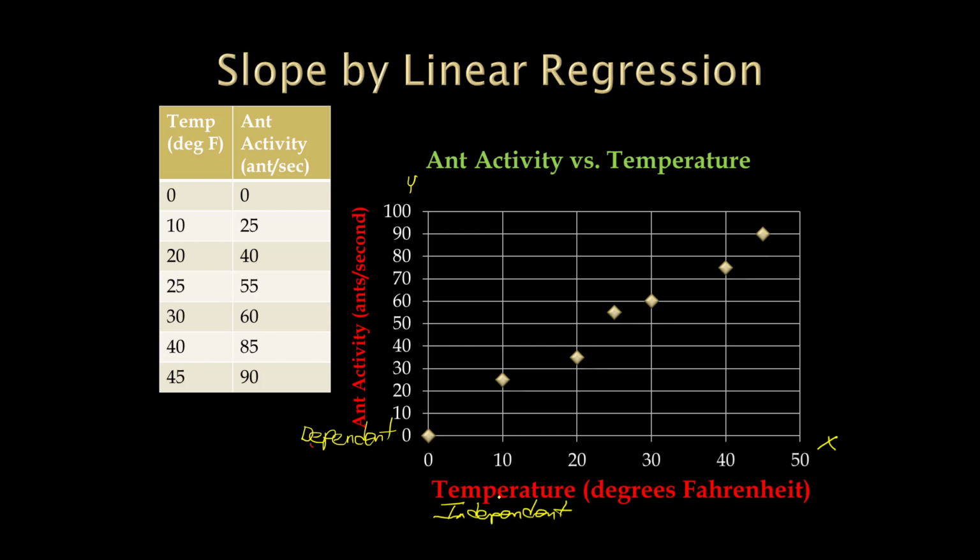I have a variable, or independent variable, along the horizontal axis, also known as the x-axis, with its units, degrees Fahrenheit. Along the vertical axis, our dependent variable, labeled ant activity and its units, ants moving past a particular point every second, and then the data points, our ordered pairs, are placed on the graph.